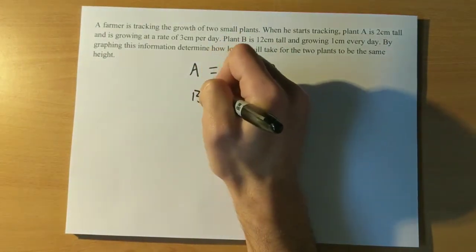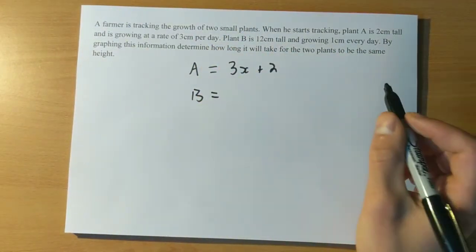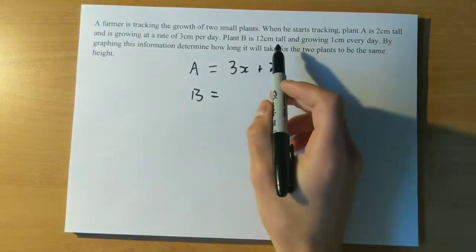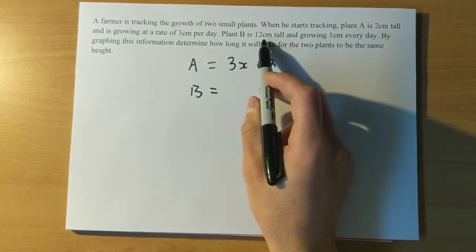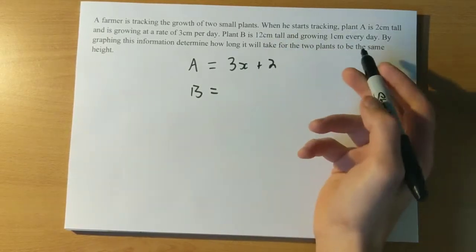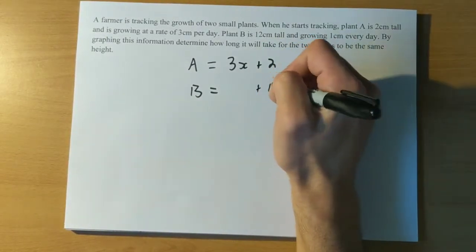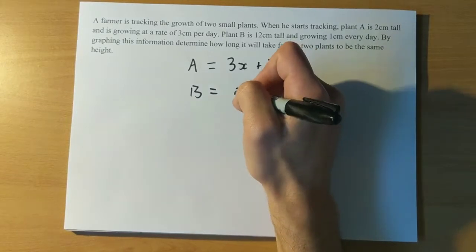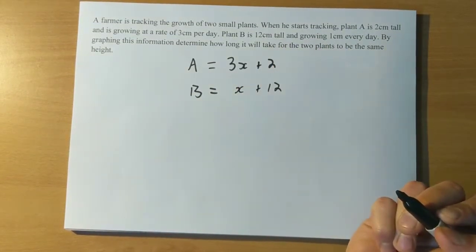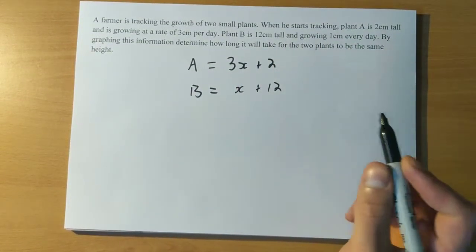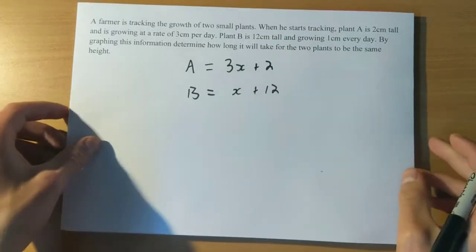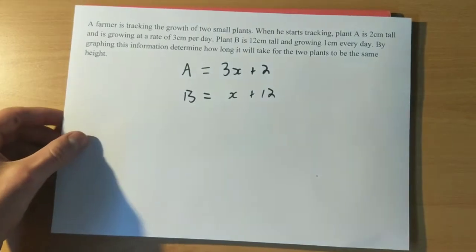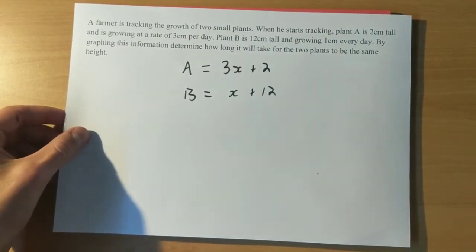And similarly, the height of plant B, well, its constant, the initial height it starts with, is 12 centimeters, and it grows at 1 centimeter every day. So the constant is 12, and it'll just be y equals x plus 12. And I want to know how long it will take for these two plants to be the same height. I'm going to do that because the question told me that's how it wants me to do it, by graphing those two things.